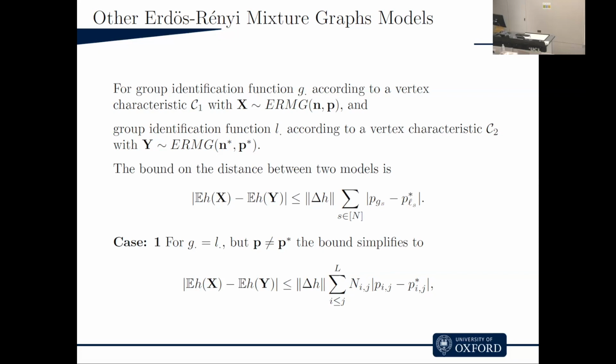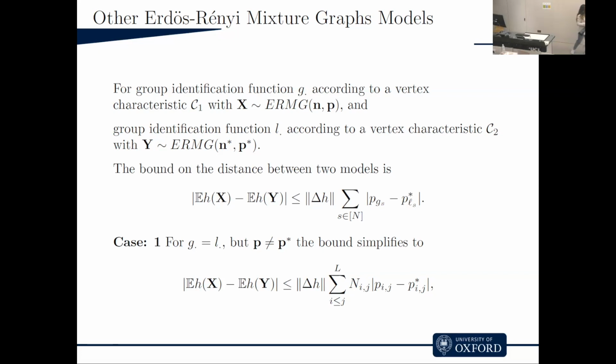So let's say in political blog networks, one characteristic was the political affiliation, another might be age, education, or any other characteristic. We might want to see that if we create an ER mixed graph model according to one characteristic, and then a different ER mixed graph model according to some other characteristic of interest, how far apart they are, or what the distance could be between these two.